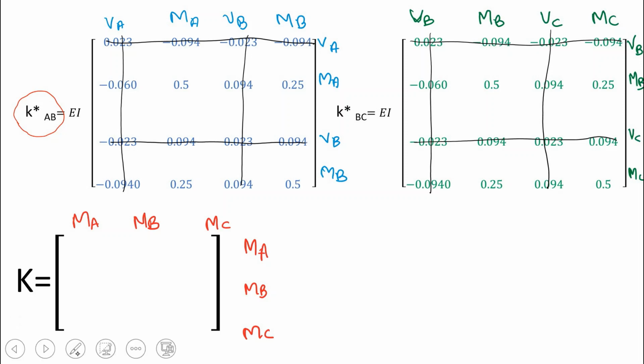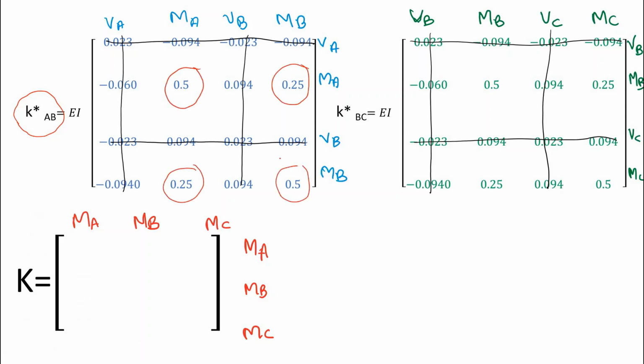So what is left is 0.5, 0.25, 0.25 and 0.5. Here we have 0.5, 0.25, 0.25 and 0.5. Fine. Now let us see how we can place these values in the global stiffness matrix.